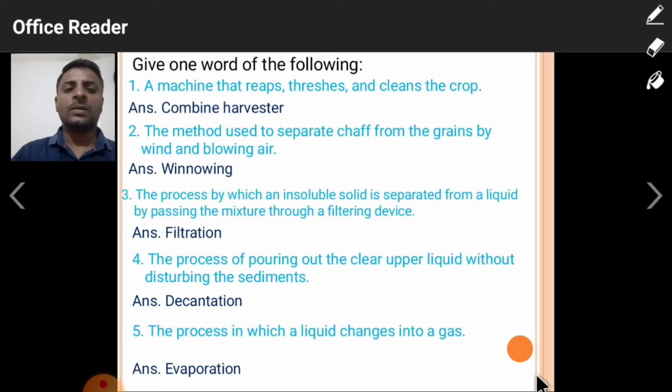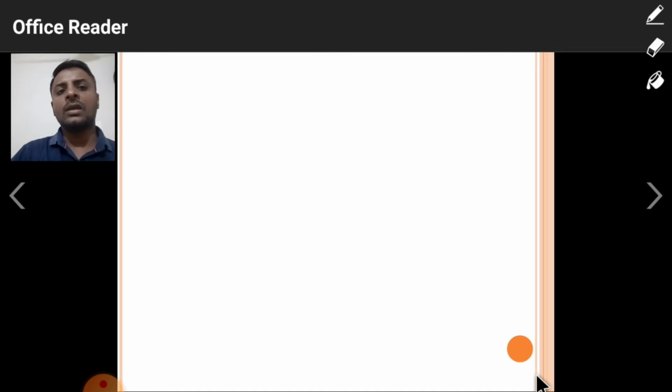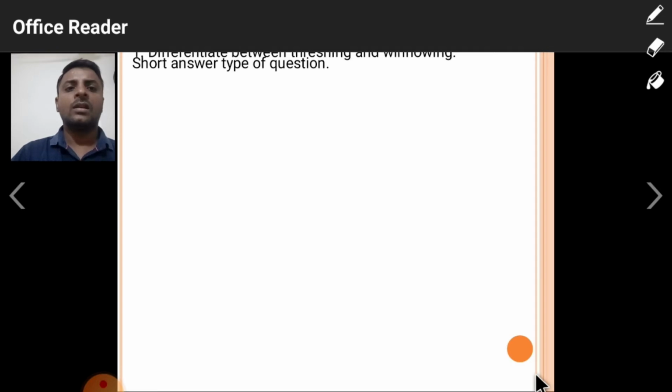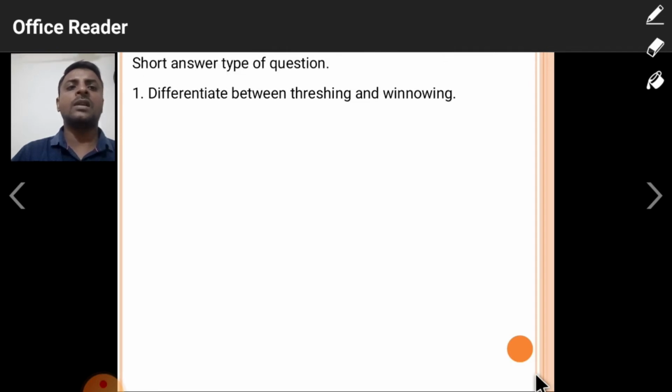So these are the one words. Place is already given in your textbook. You write the answer in that. Now we are going to question answer, very short and long. From here you have to write the answer in your fair book, and before writing the very short and long question answers you have to write key terms. Short answer type questions. Let's see, the first one is differentiate between threshing and winnowing.